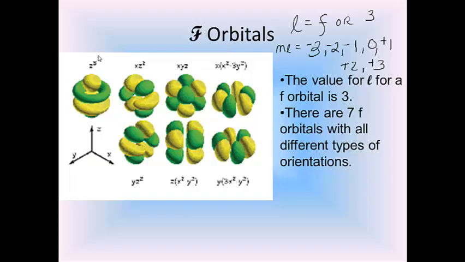And again, that alphabetic designation for M sub L gets a little ugly, so we really stick with the numeric one more than anything. There are 7 orbitals with all different types of orientations. They're all over the place. You can imagine what the g orbitals look like.